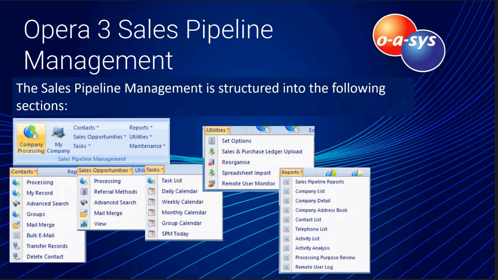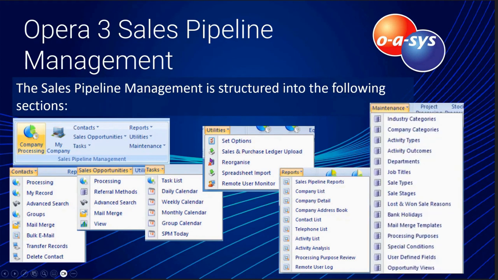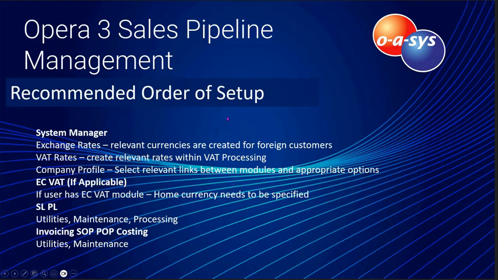The utility section is where you choose the settings for the stock control application, because within this module you can have things like equipment register and it would link to your stock. And lastly, we have the maintenance section. It's where you define your industry categories, your company categories, your activity types, activity outcomes, and these are all things that you use while processing within the module.